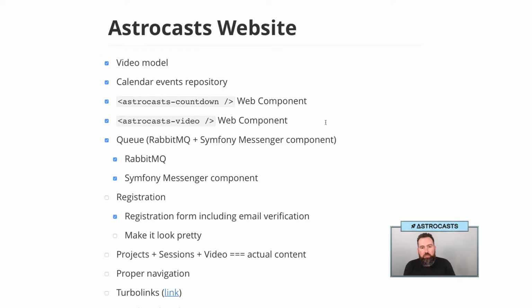We're going to be looking at the Astrocasts website during this session. The thing that we accomplished in the last session on Astrocasts was working on email registration, user registration that also included email verification. That also involved setting up RabbitMQ for the first time for me, the Symfony Messenger component, and getting those things all up and running.